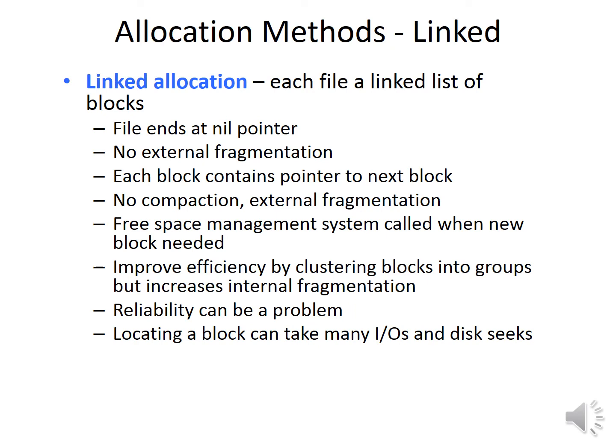The next file allocation method is linked allocation. Each file is a linked list of blocks. The file ends at a nil pointer, and there is no external fragmentation. Each block contains a pointer to the next block. There is no compaction and no external fragmentation, but free space management is needed, with a system call when a new block is needed. It improves efficiency by clustering blocks into groups but increases internal fragmentation.